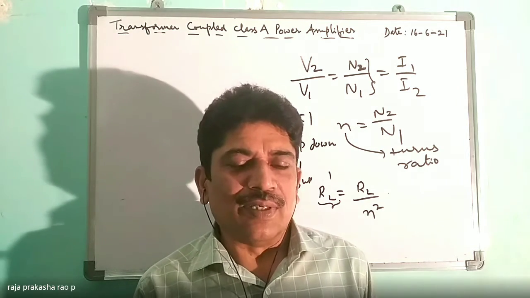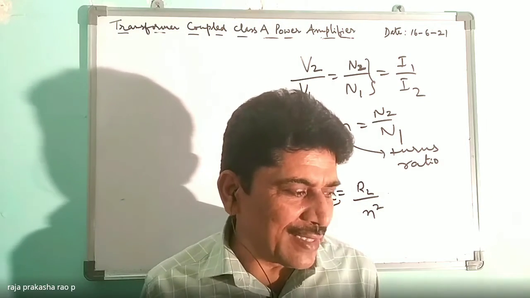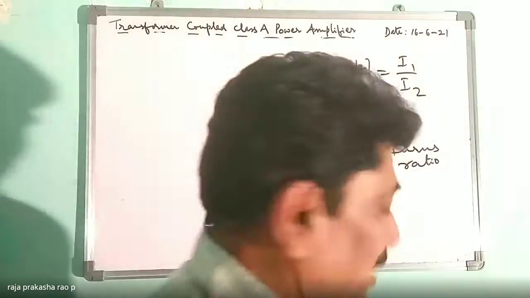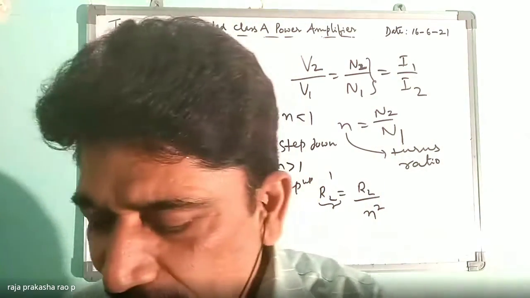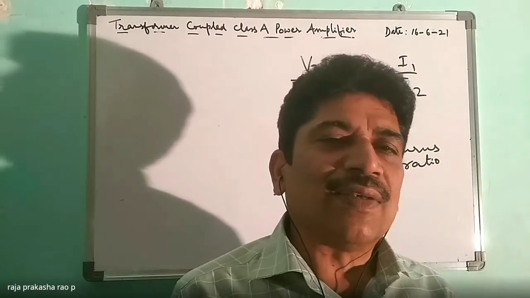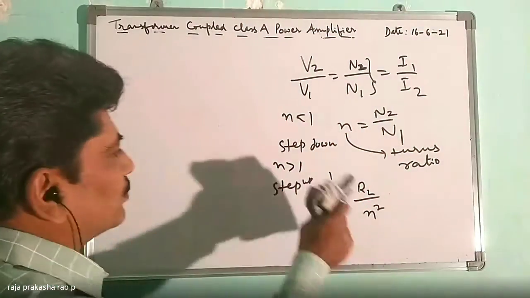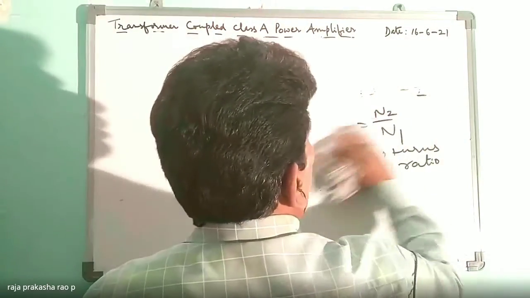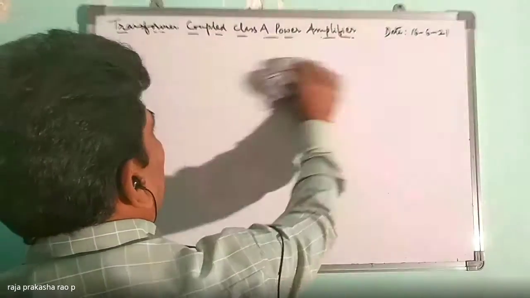Today we will discuss about that. First we will discuss about DC analysis followed by AC analysis. First I will draw the diagram where that Q point should be in the case of class A power amplifiers. Center of the load line.